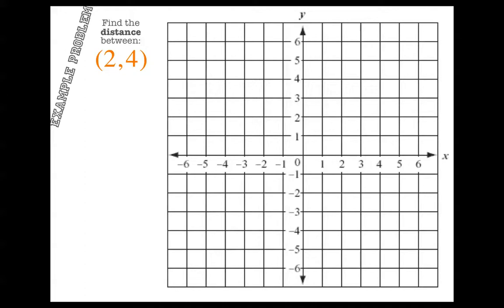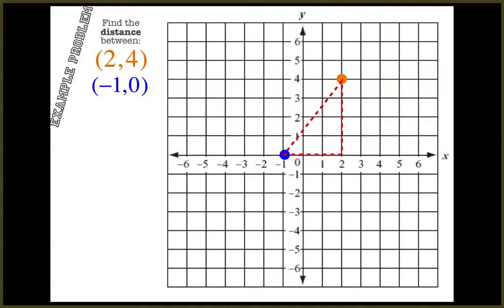If you were trying to find the distance between 2, 4 and -1, 0, here's what you would have to do. You would plot those 2 points. And then you would make a triangle. And that's where you're going to have to start to do some math. So first you're going to figure out how far this leg right here is. Well, you just count the boxes. 1, 2, 3. So this is 3.